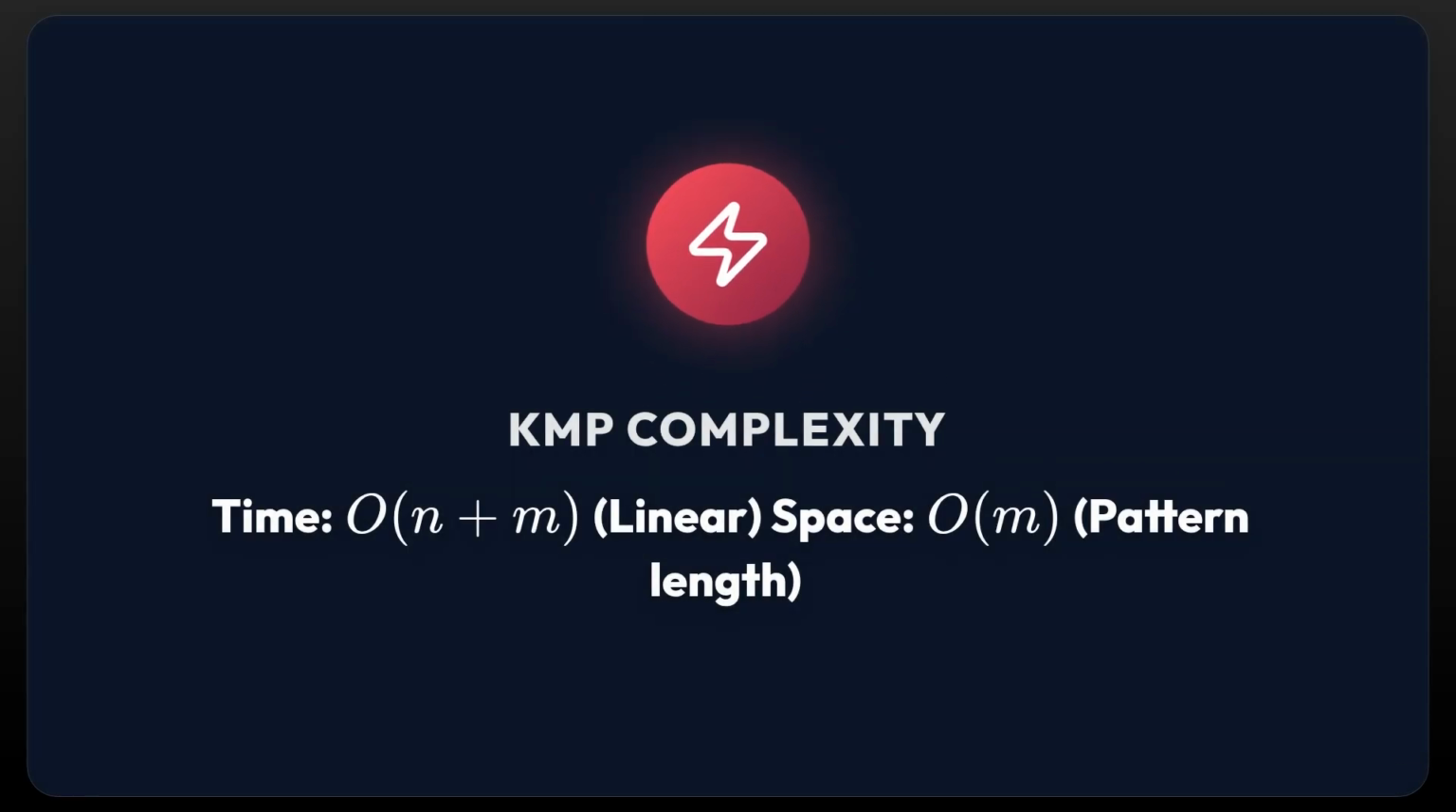The beauty of KMP is its efficiency. The total time complexity is big O of n plus m. This accounts for the linear scan of the text, n, and the pre-processing of the pattern, m. Unlike other algorithms, KMP's performance is independent of alphabet size, making it perfect for small alphabets like binary or DNA.